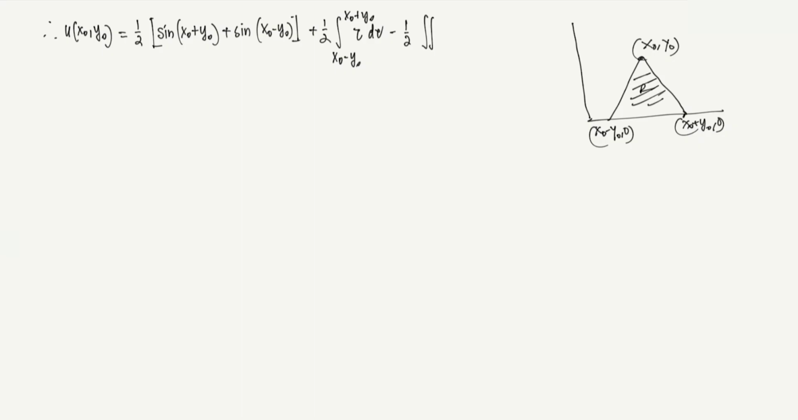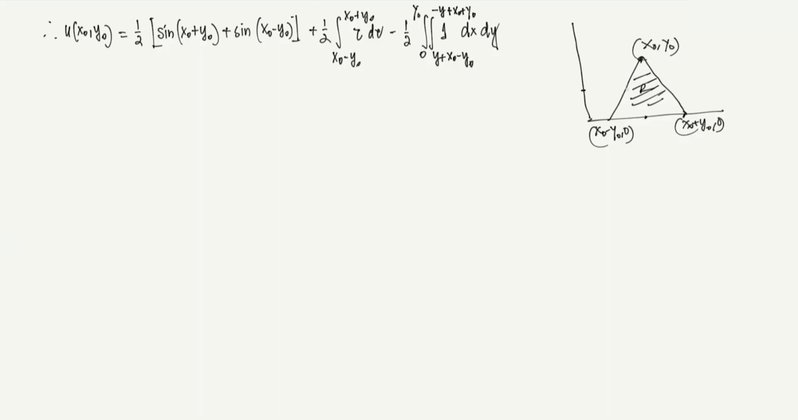Okay, so first of all, you see what is h? H is 1, and then dx dy. What is dx? So if you fix a y essentially, x varies between y plus x naught minus y naught and minus y plus x naught plus y naught, and then your y varies between 0 to y naught. Okay, I hope this is clear.